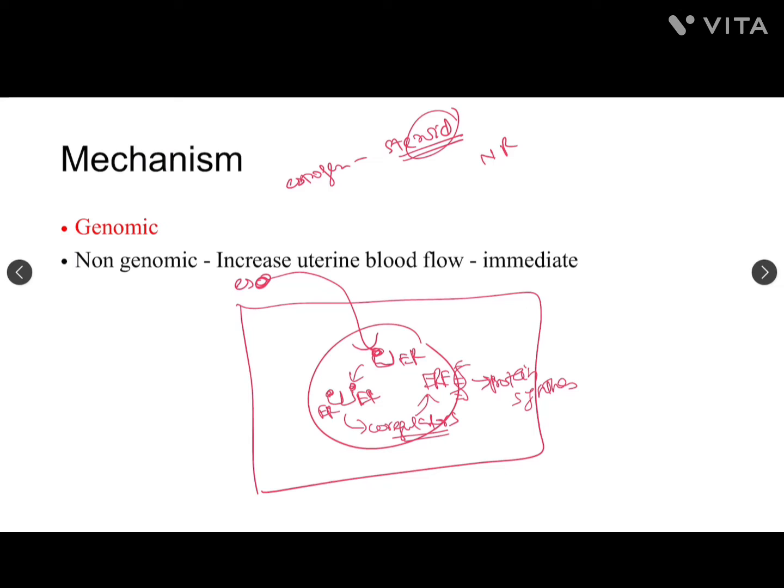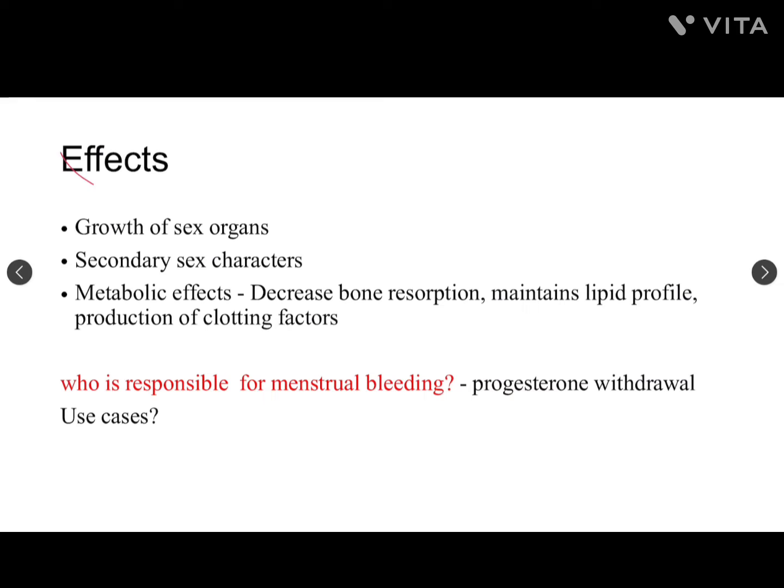Obviously, we know whenever a pathway includes nuclear receptors and protein synthesis, it is going to take time. The action of estrogen takes time. But there is one non-genomic action of estrogen, that is to increase the uterine blood flow. That occurs immediately because it is a non-genomic action.